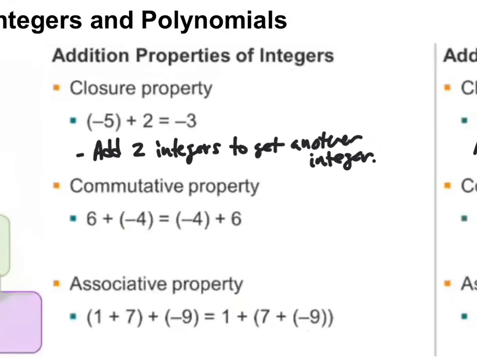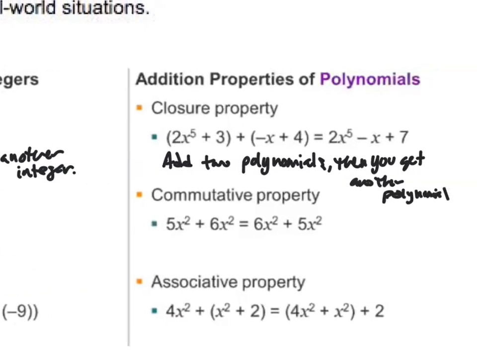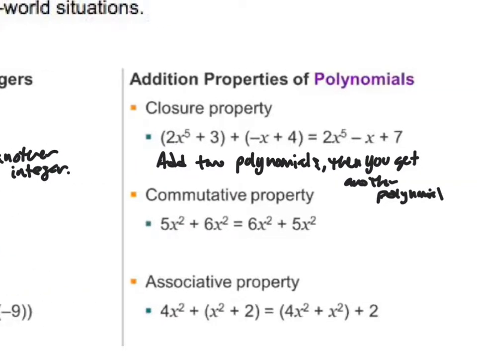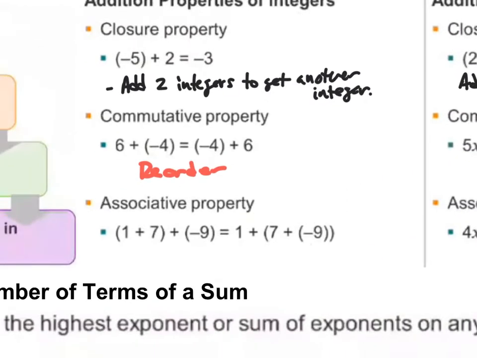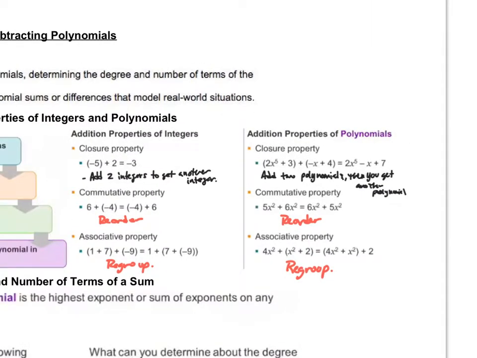The same thing works down here. The commutative property means that you can reorder, and this is going to be huge. You can reorder numbers, and it also works here with polynomials. You can reorder polynomials. The associative property means that you can regroup. We'll be doing that, and we can do that for polynomials as well. When we use these properties, I'm going to use the commutative property a whole lot, and we're going to reorder so that we can make sense of things.